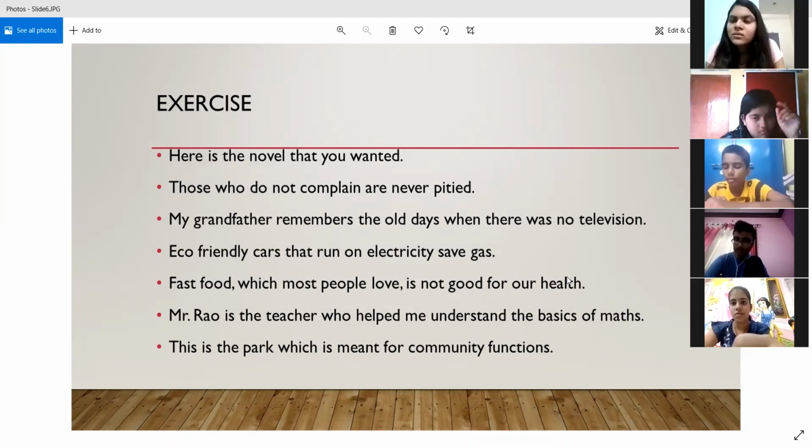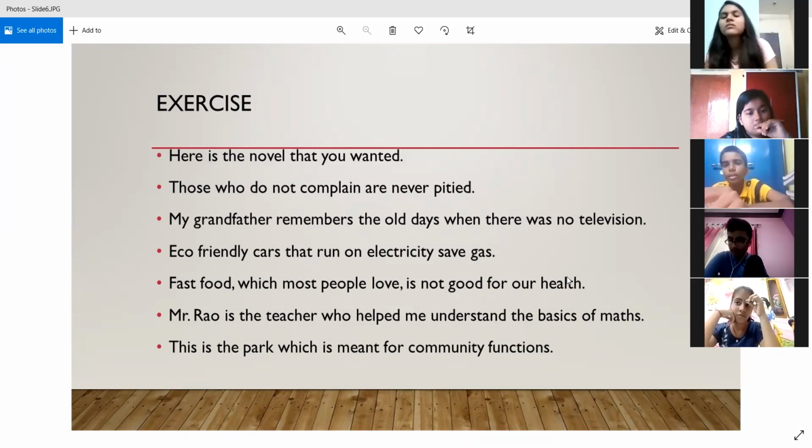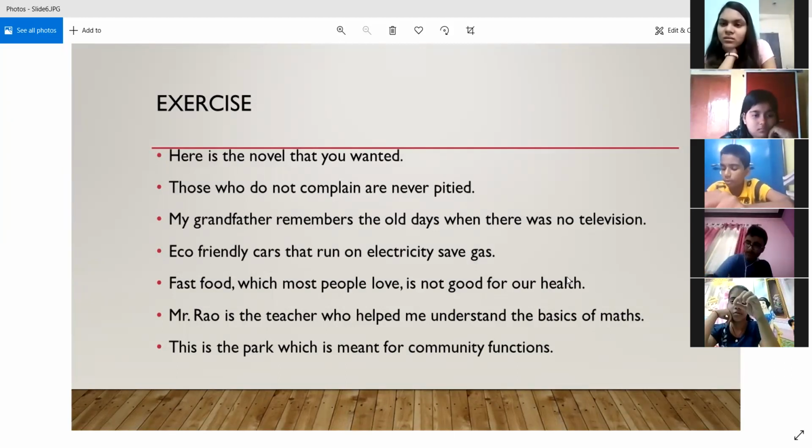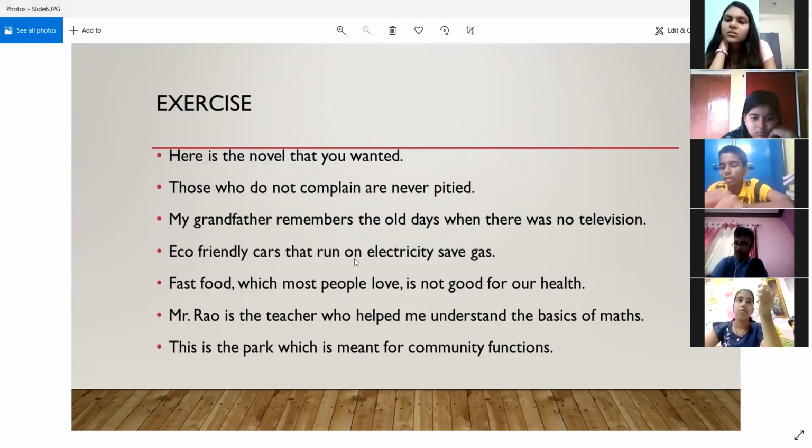If that question is asked, then you will have to use a noun clause. Understood? Because then the question will be, what will save gas? So we will have to say, eco-friendly cars that run on electricity save gas. So this whole part, eco-friendly cars that run on electricity, will become the noun clause because it will start answering the question, what saves gas? The answer is eco-friendly cars that run on electricity.